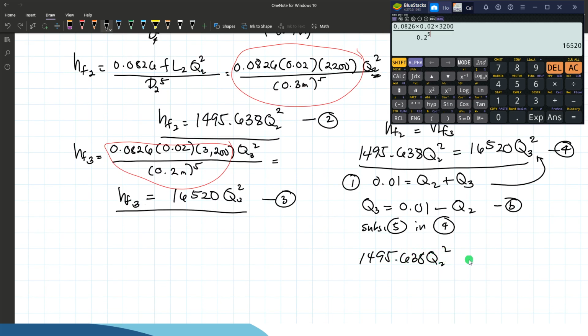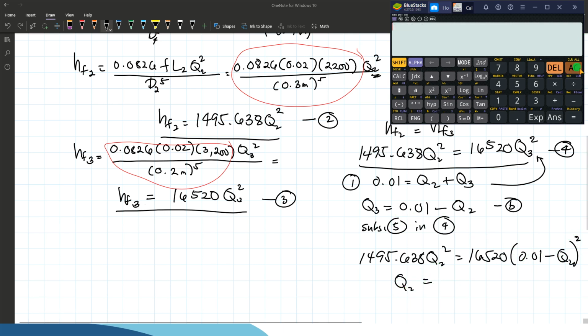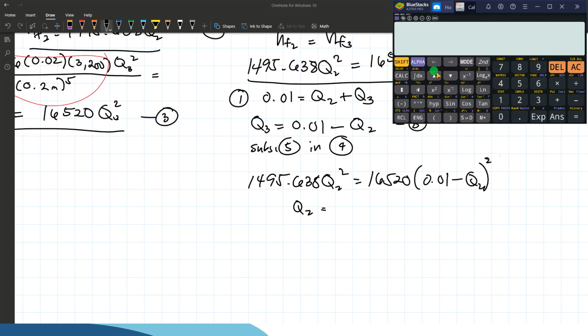1495.638 Q2 squared is equal to 16,520 times (0.01 minus Q2) squared. Okay, so the only unknown variable is Q2. I will directly solve this using the calculator, with the variable x, 1495.638, 16,520, and 0.01.